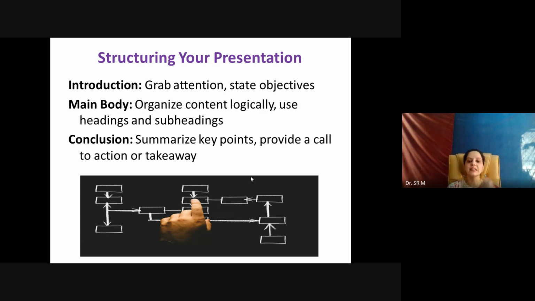Now, in the introduction, let us try to grab the attention. What does this mean? Grabbing the attention and stating the objectives means you start your presentation with a captivating hook that grabs the attention of your audience. You are trying to establish relevance to their interests or concerns. How do we do this?